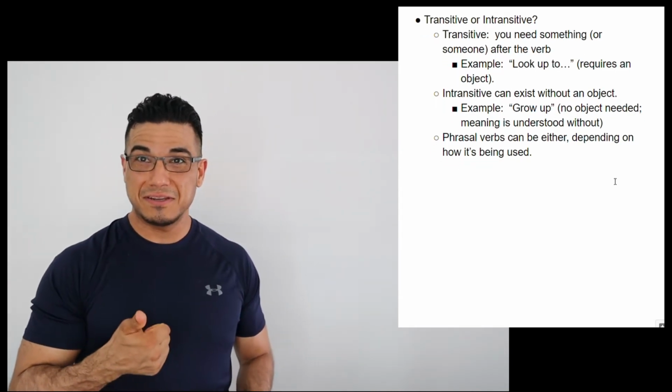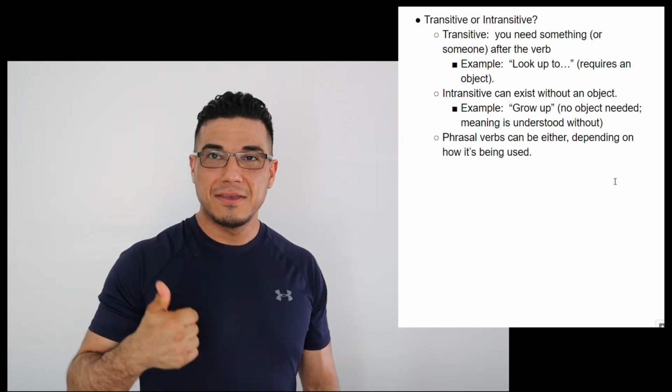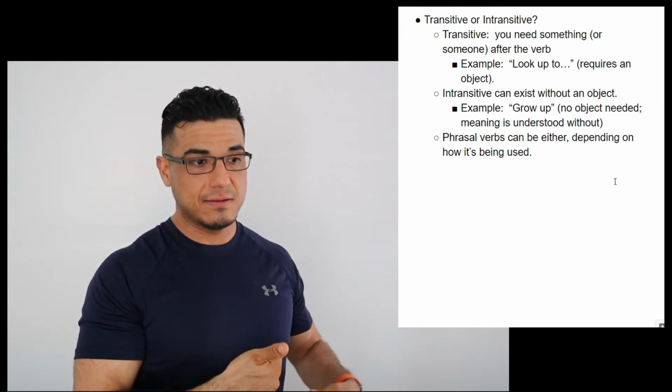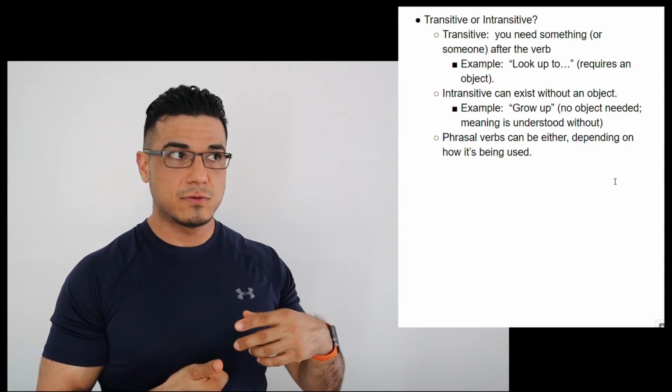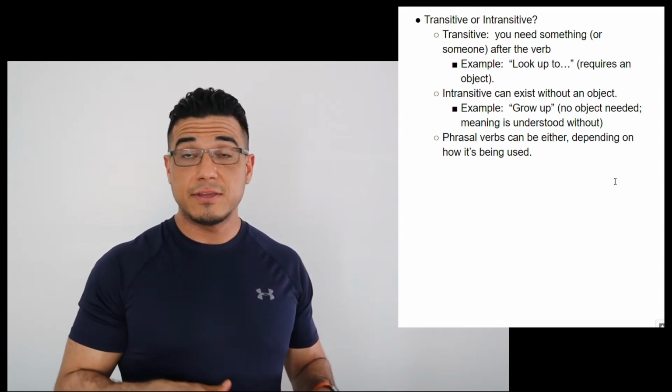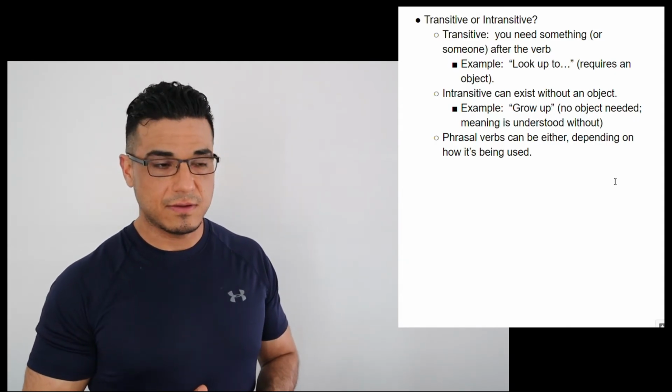They can either be transitive, which means they require an object, so the verb requires a subject or an object of some kind, or intransitive, which would be the opposite, where they can kind of stand alone. They do not require an object of some kind.